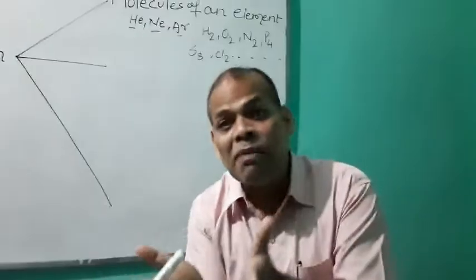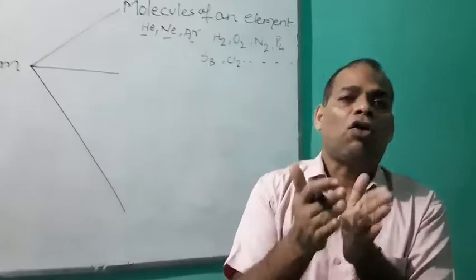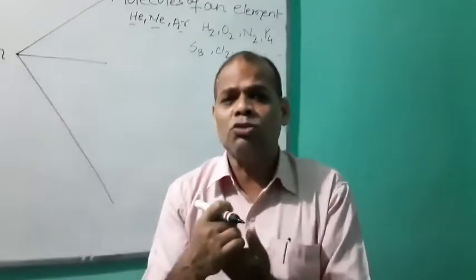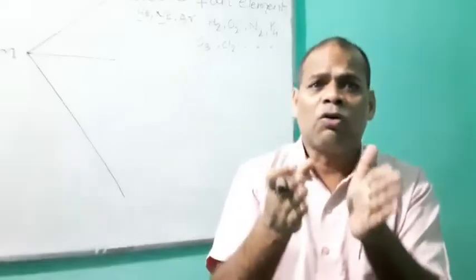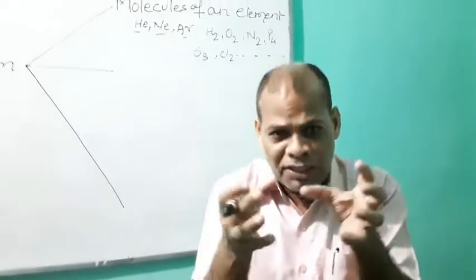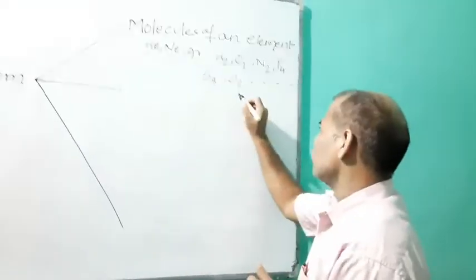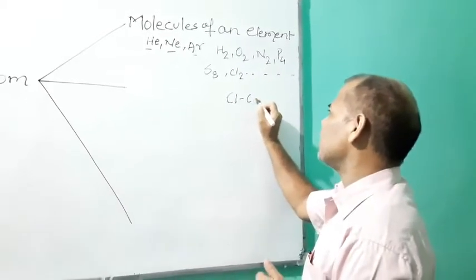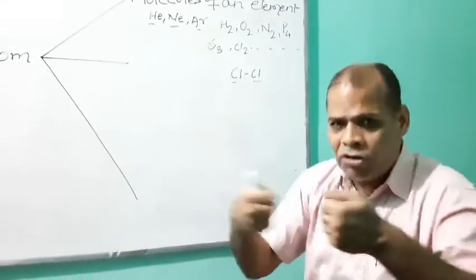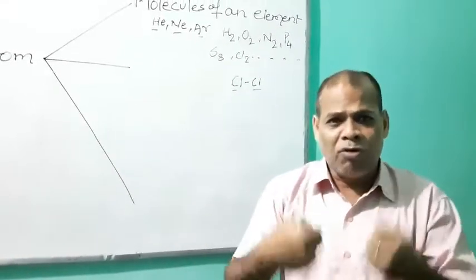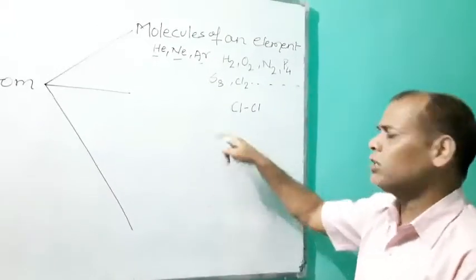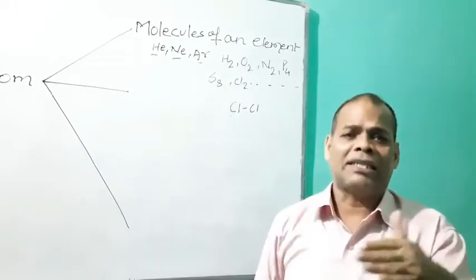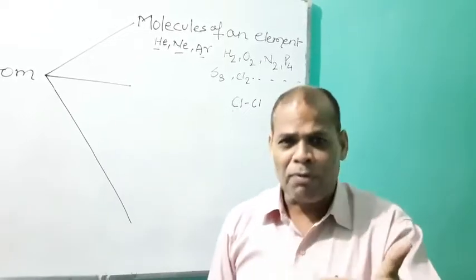Here molecules of an element always form by atoms combining with the same element. So molecule is what? Group of atoms bonded together. Suppose we are talking about chlorine. So here Cl is bonded together. A force acting between these two chlorine atoms holds them together. That forms a molecule.